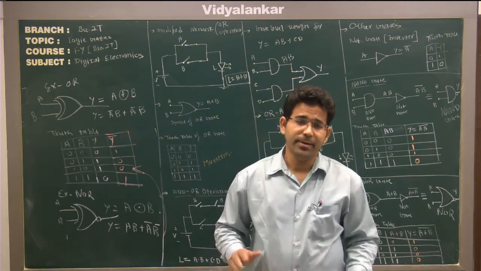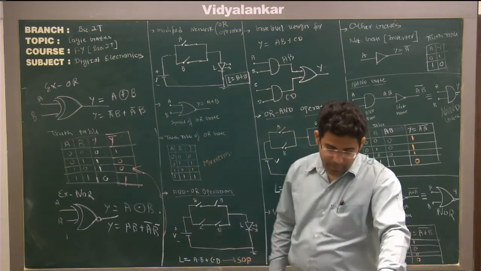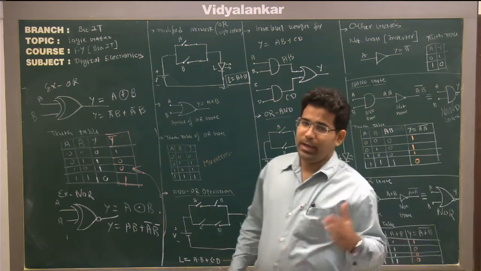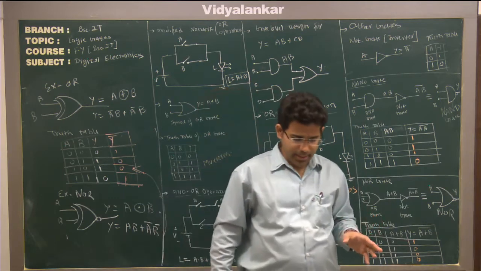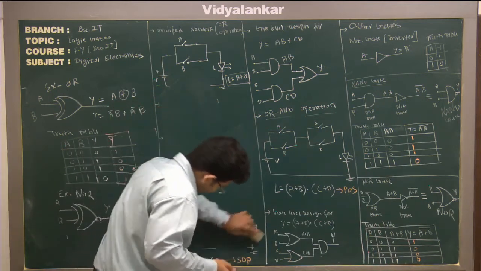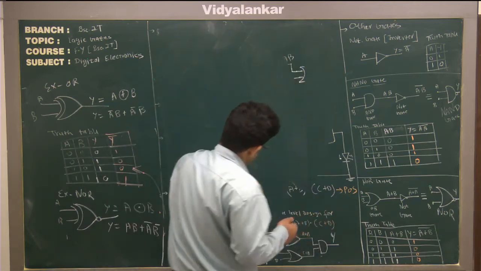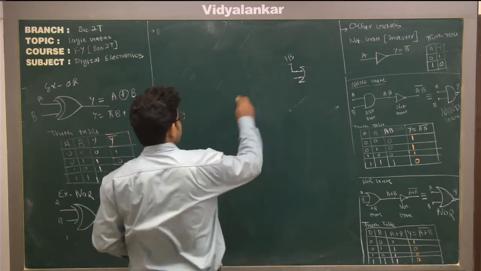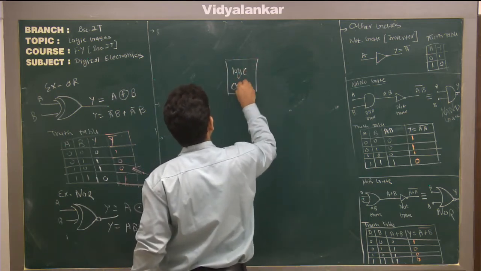Now let's discuss one example where these XOR and XNOR gates can be used in digital circuit. For example, if you have to design a logic circuit to allow a signal from input to output under certain condition. Let's discuss that. You have one logic circuit. This is your logic circuit, which you have to design.